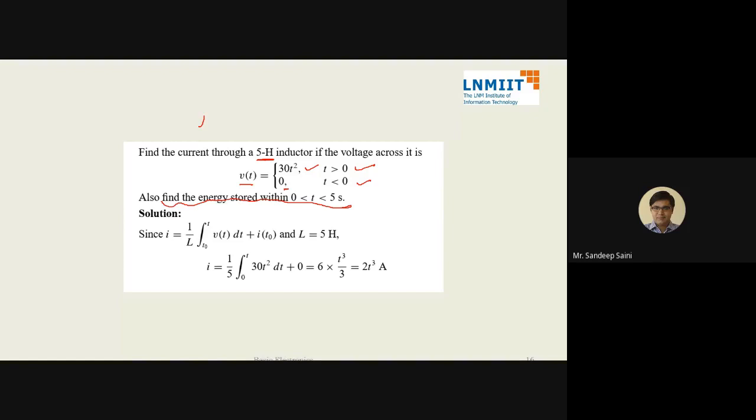Sir, I have not understood this equation: I is equal to 1 upon L, integral from T naught to T. Okay, fine. So let me write the equation again. This is the equation which we said. I am rewriting it. I is equal to 1 by L, integral from minus infinity to T of V dt. This is the current from minus infinity to T. Is it okay?